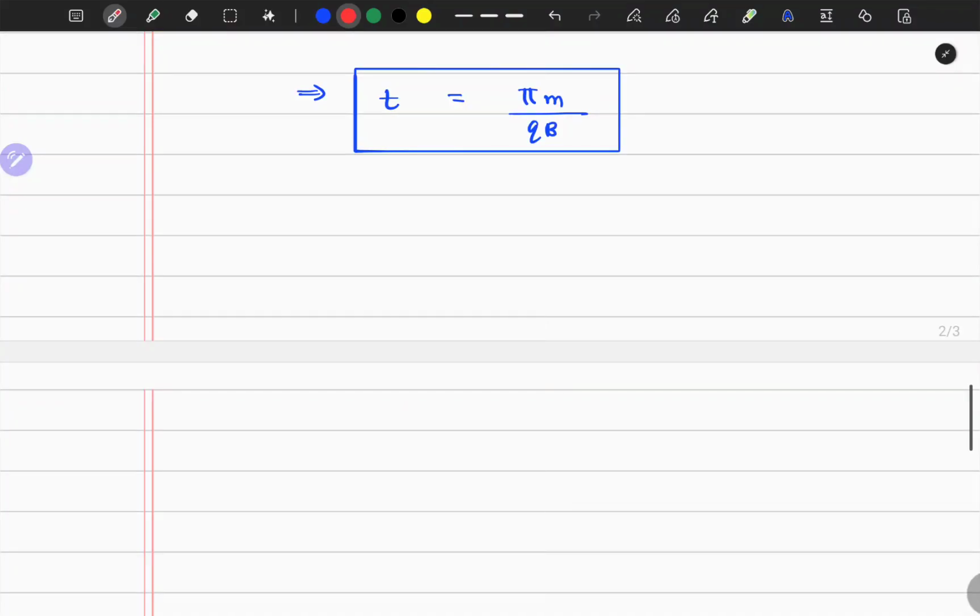And what is the value of the time period? If we have to calculate the time period, first of all, what is time period? Time period is basically the time taken to complete one complete cycle. So it is half time for half cycle, so time period should be twice of it. T is equal to 2 times pi m over qB.